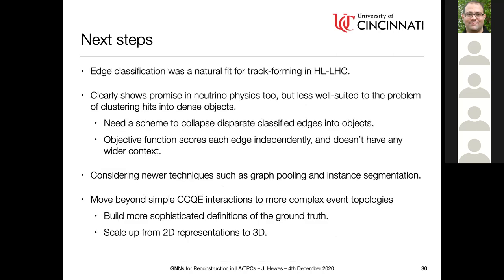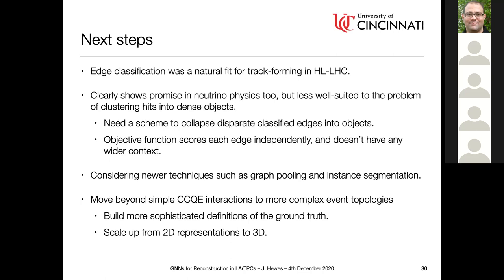And more broadly, I think edge classification, like I've said a couple of times, is a really natural fit for track forming in the high luminosity LHC. But I think it clearly works well also in neutrino physics, but it's perhaps a little less naturally suited to the problem of clustering these hits into dense objects rather than drawing lines. So some things we're working on now are a scheme to take the edge classification that we have and collapse that down into a definition of the objects.